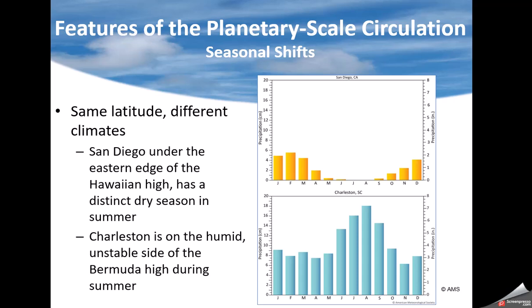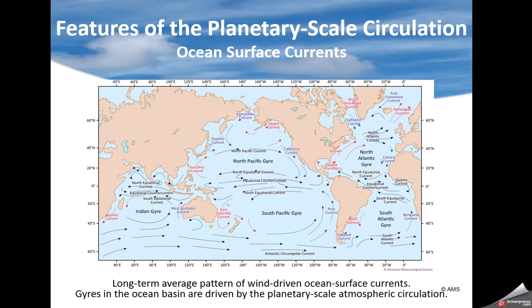Very dry conditions. In the wintertime, they're moving up. The high has moved back to the south a little bit, back to the north a little bit, and maybe allow some winds to come in from the west. Charleston, on the other hand, winds from the south, lots of unstable, humid air. What do you get? The biggest rainfalls in the summertime. All because of those highs.